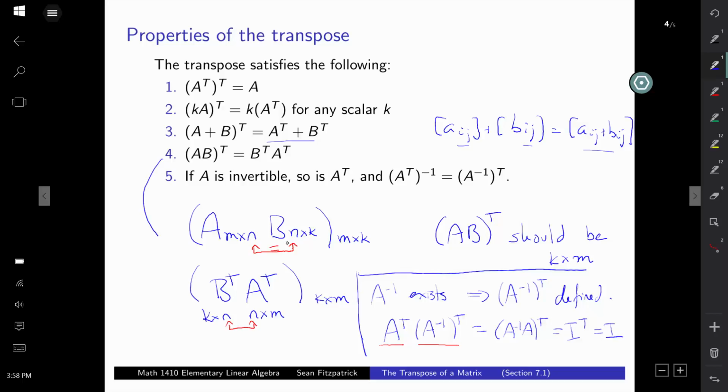Okay. Now, you may be wondering, I mean, sure, it's got some nice properties. You might reasonably wonder why we care about the transpose. What good is it for?